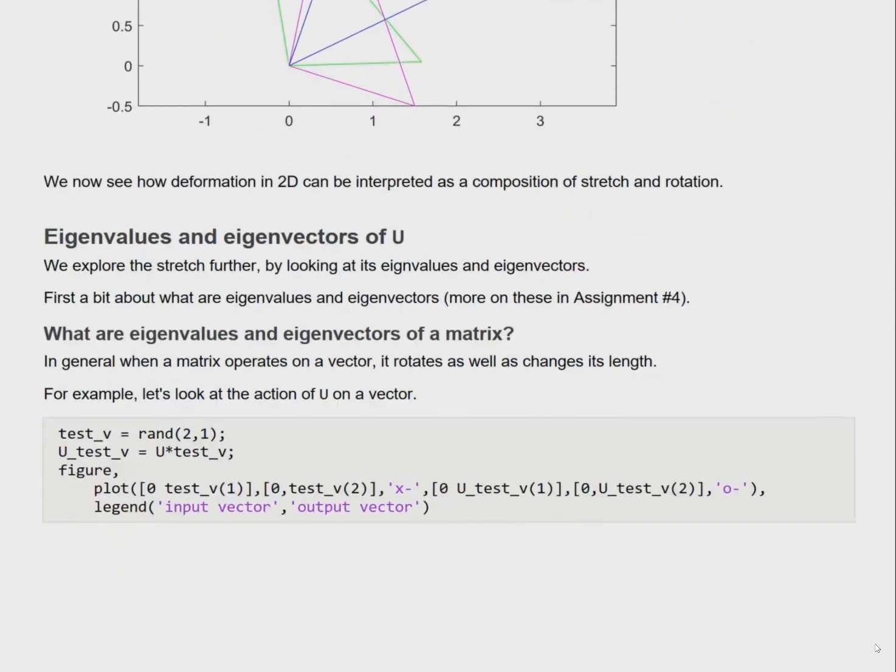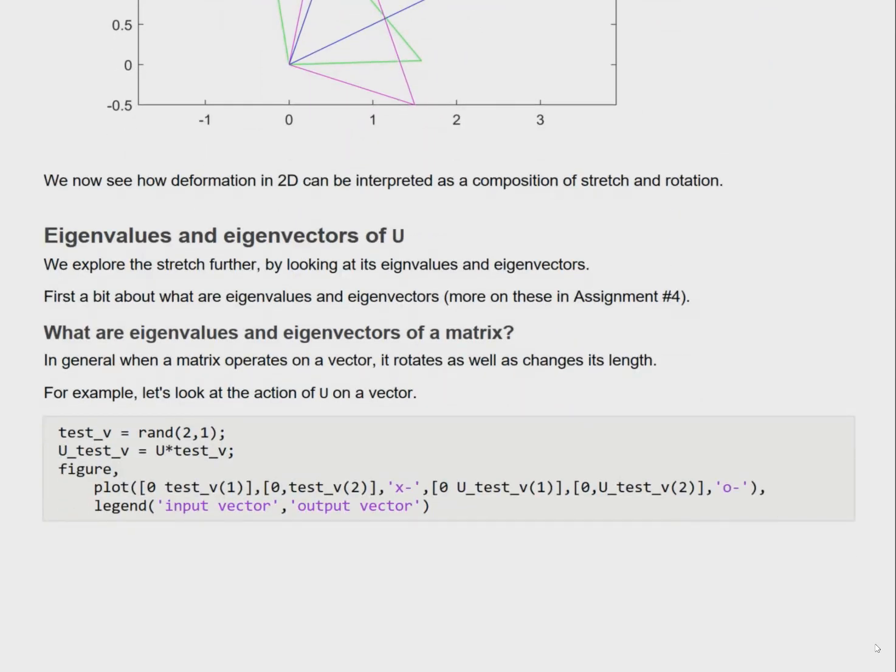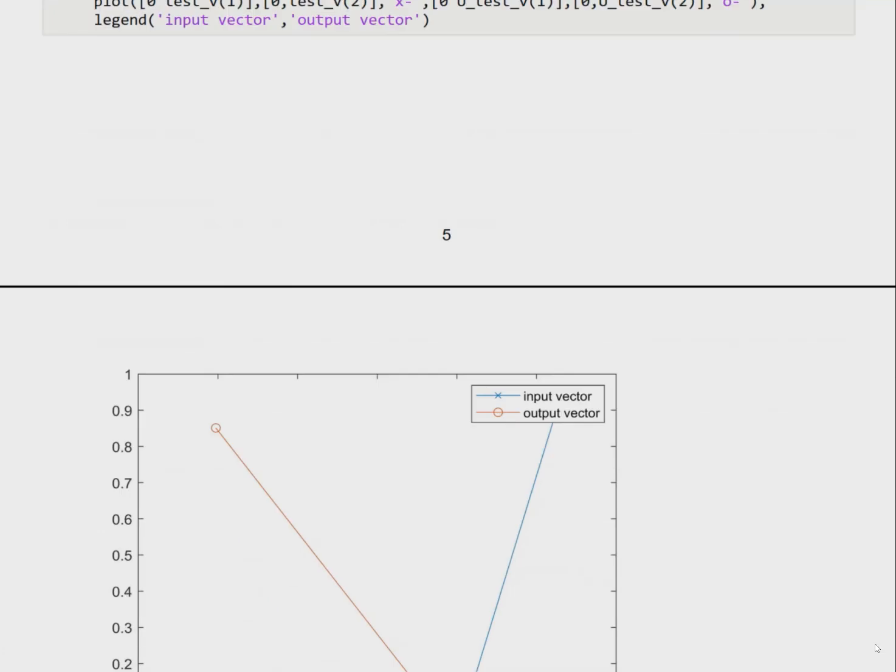Before we can do that, we need to know a little bit about what eigenvalues and eigenvectors are. We'll just say a little at this stage, and then we'll take this up more in assignment 4. So what are eigenvalues and eigenvectors of a matrix? In general, when a matrix operates on a vector, it both rotates the vector and changes its length. So for example, let's take a random vector and multiply it by U and see what happens.